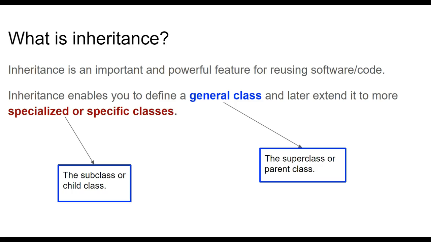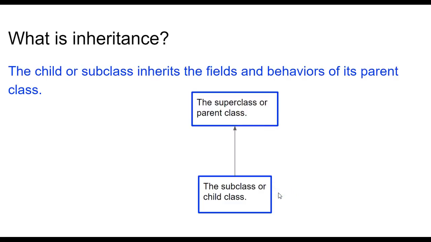Inheritance enables you to define a general class, sometimes called the superclass, or you'll hear me probably refer to it as the parent class. Then later you can extend it to more specialized or specific classes. So the parent class or general class is extended by the subclass or child class. And again, I kind of prefer parent and child. The child or subclass inherits the fields and behaviors of its parent.